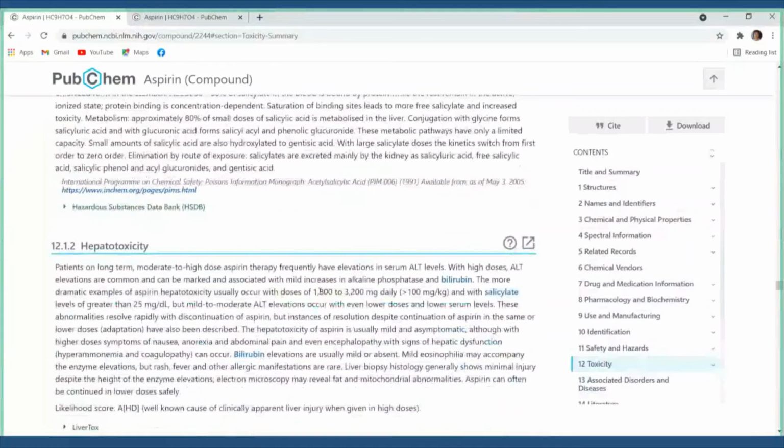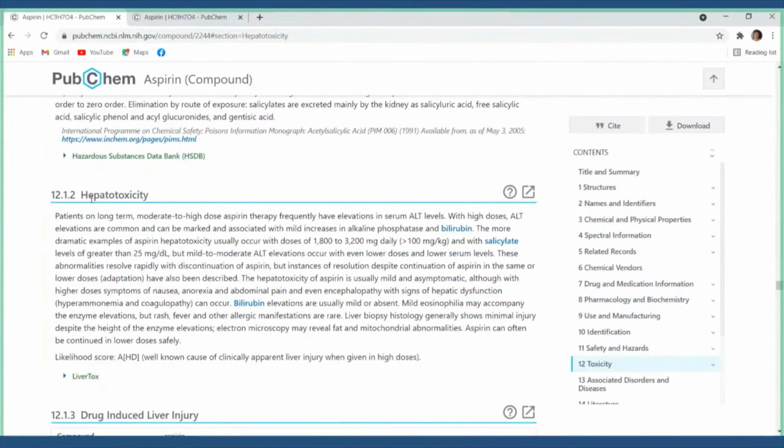Then it also gives you information about hepatotoxicity. Hepato means liver. How can it be toxic to the human liver? Let me tell you, every drug that we take is metabolized by the human liver. One of the things they consider in drug discovery or drug design is how toxic the compound that we are designing is to the human liver.